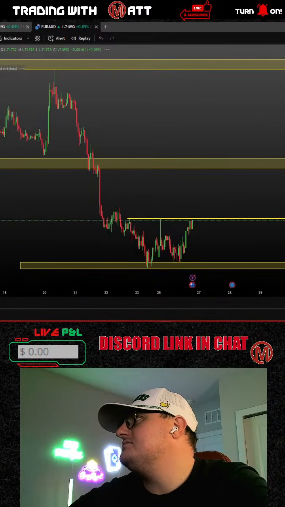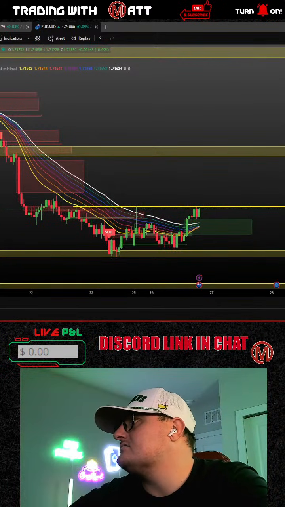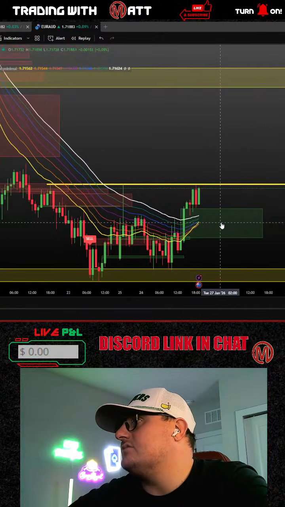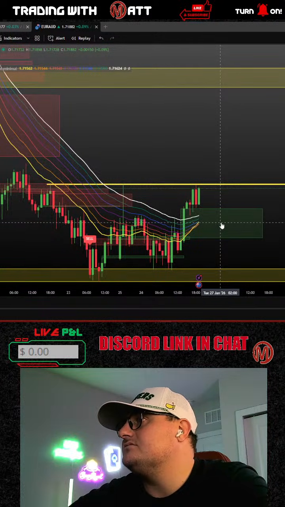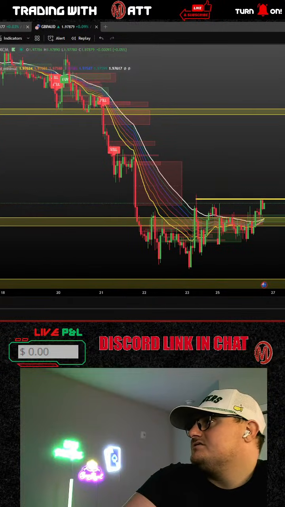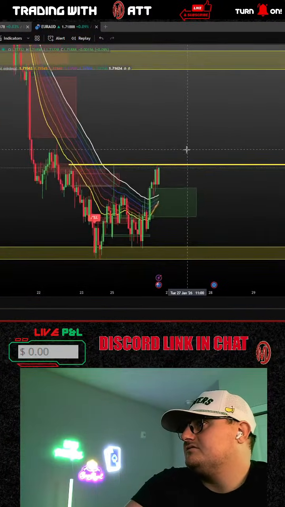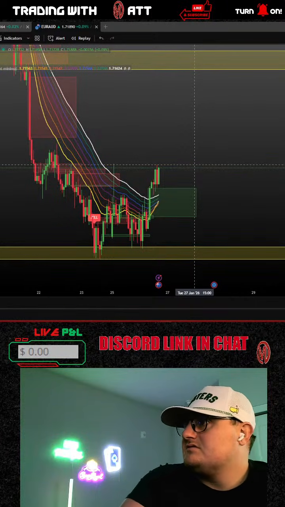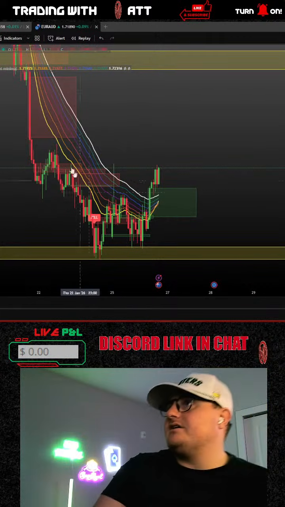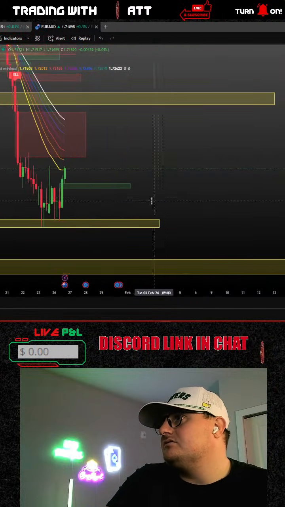I still like the GBP and the Euro AUD trades. I do like those. Euro AUD I like a lot. A lot, actually. Euro AUD might be the move, guys. Consolidation above the EMA ribbon with a strong fair value gap right here. On the 4 hour, it's moving too.